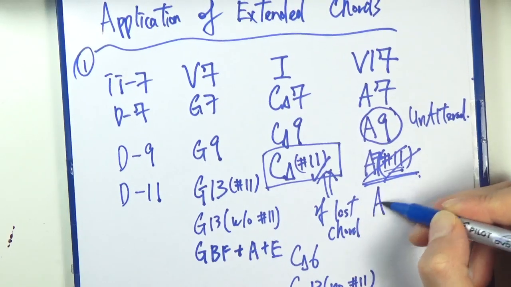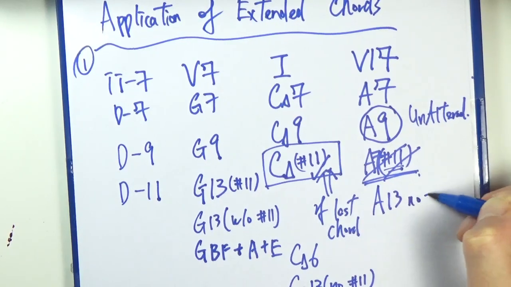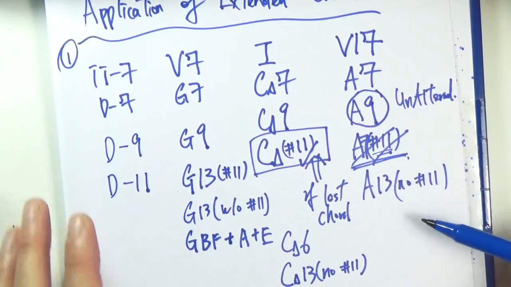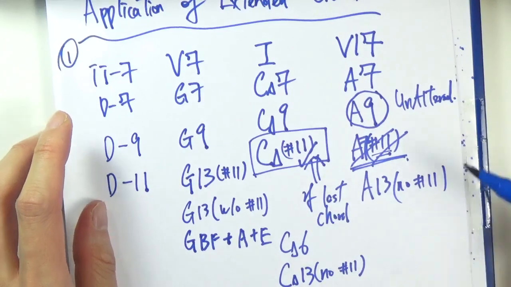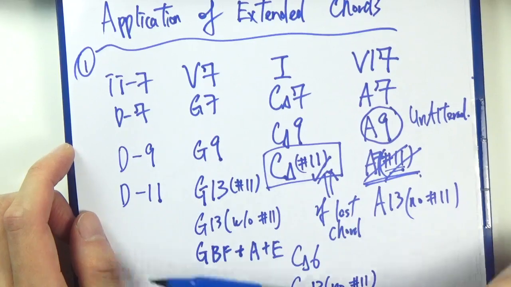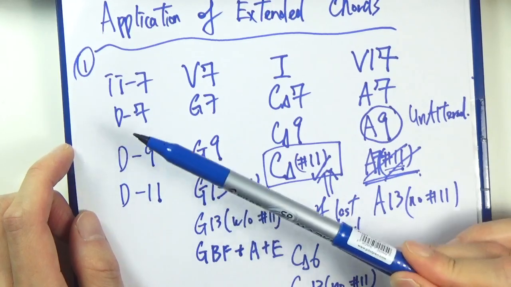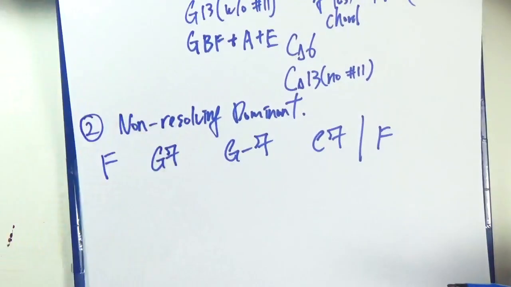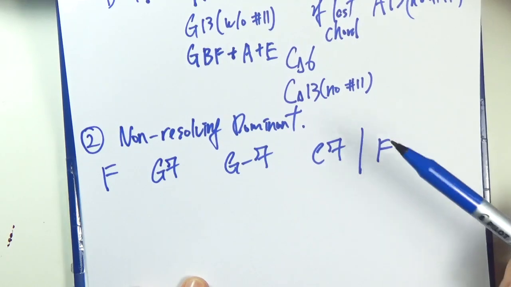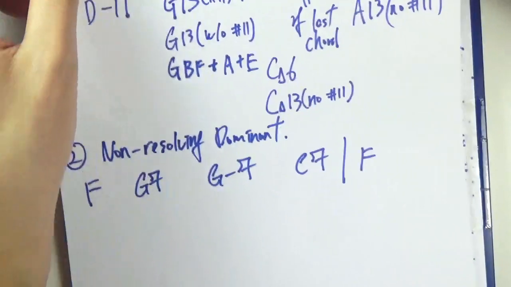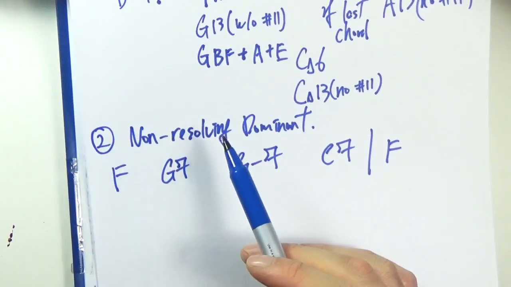So A13 with no sharp 11 is still cool. Okay, so that's probably the applications of extended chords. Those are probably the choices that you would see in a 2516 chord progression. Okay, so non-resolving dominant, that's the case that you're probably worrying about. So we don't want sharp 11 here because, again, that's reserved for a very special case.